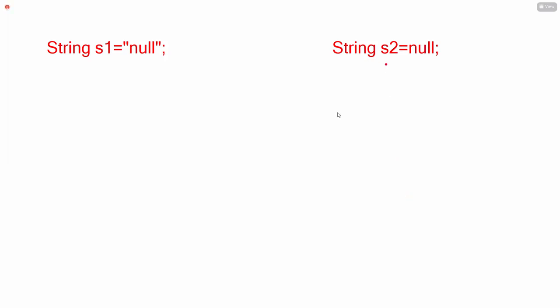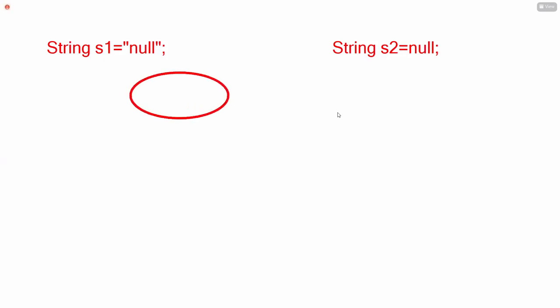S2. What is stored? S1 is stored in this null. This null is stored in the string constant pool. Next. This null is not stored. Next. So many differences you identified, no? Both are not the same. Okay. Both are not the same. You observe, if you write like this, what will happen?